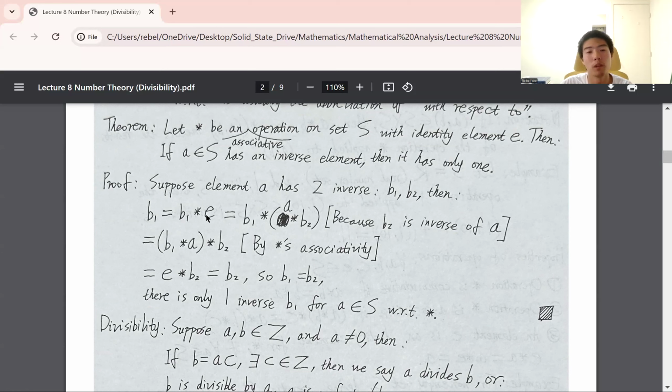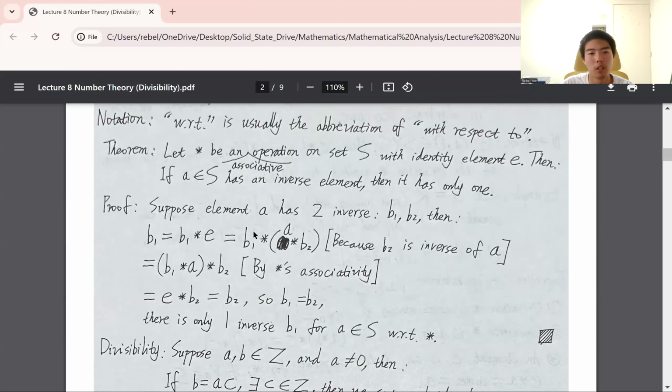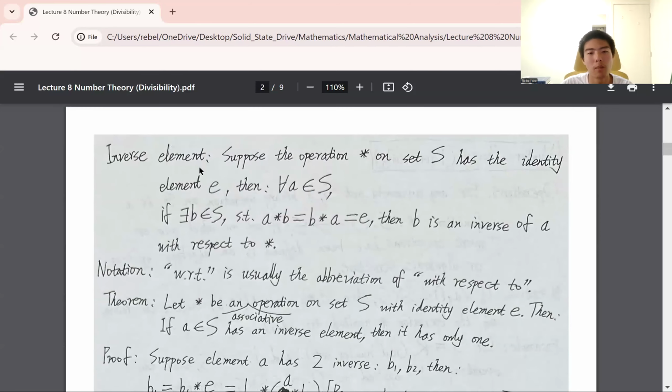This is true because the identity element always exists when we consider the inverse. Inverse element is based on one operation having one identity. So this one is also true.